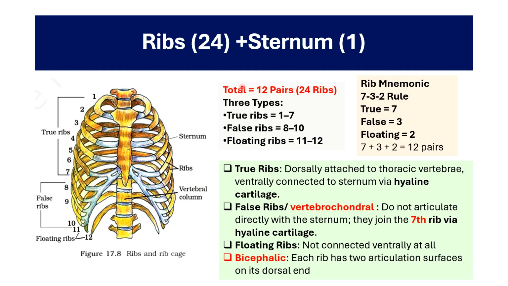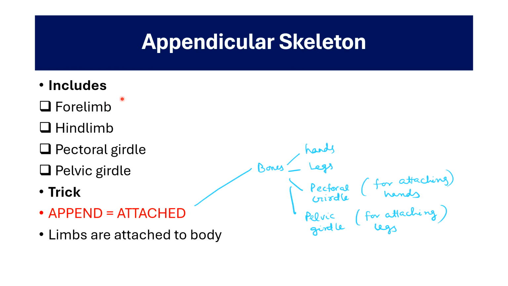Okay, to remember the ribs, just remember the 7-3-2 rule, that is 7 true, 3 false ribs and 2 floating ribs. I hope this part is clear now. So, we covered the bones present along the main axis or the axial skeleton. Let's now look at the appendicular skeleton, or the bones that are attached to the main axis.